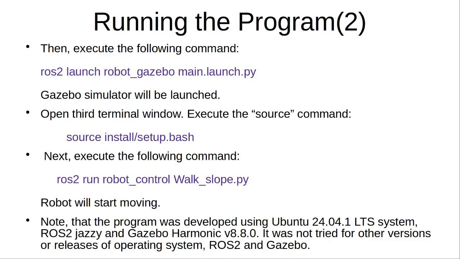Next, open second terminal window, move to Walk Slope folder and execute the following command: source install setup bash. Then execute launch command ROS2 launch robot Gazebo main launch pi. Gazebo simulator will be launched. Open third terminal window, execute the source command, and then execute the following run command: ROS2 run robot control walk slope pi. Robot will start moving.